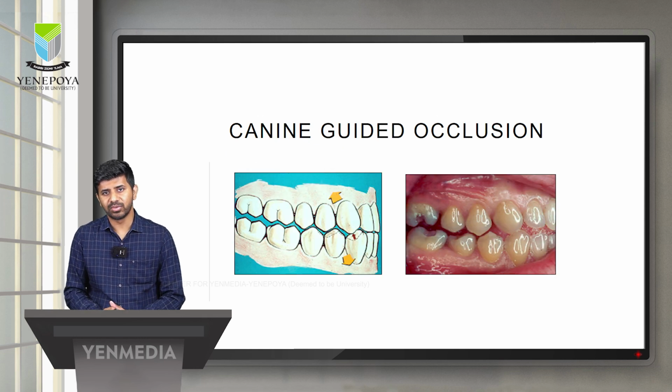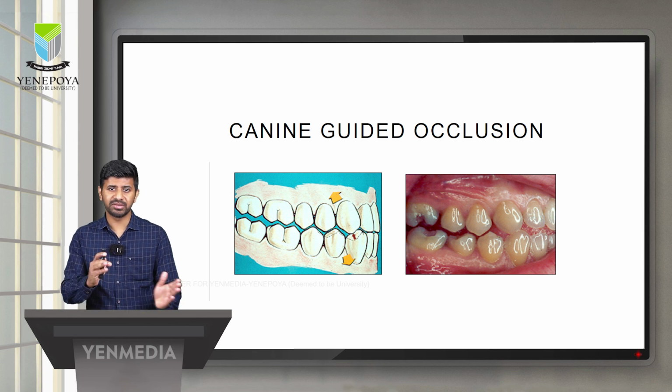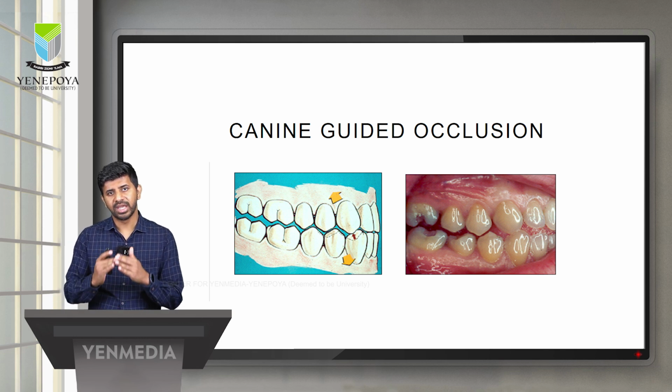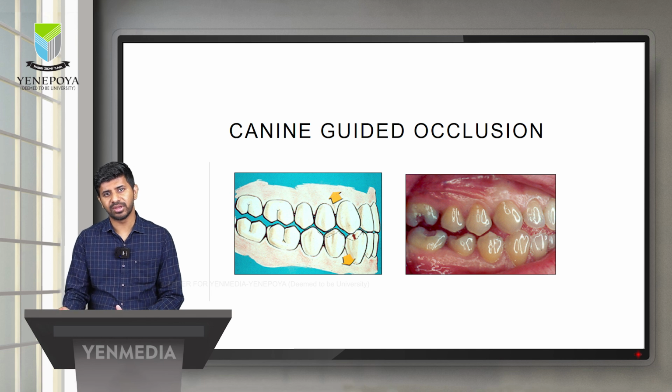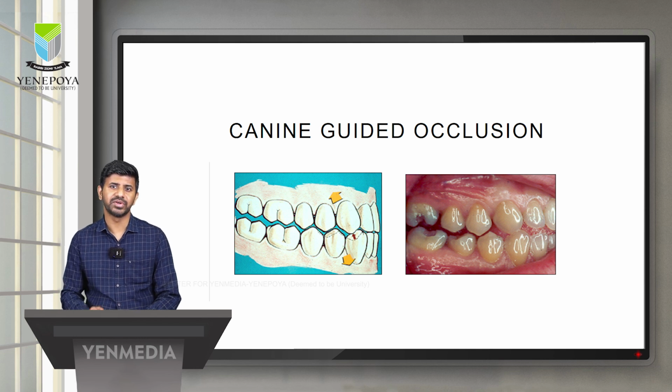What is canine guided occlusion? Canine guided occlusion is when, during an excursive movement, that is moving from one side to the other, the canine comes in contact with the lower canine and all the other teeth are disoccluded, with no occlusion between them. This type of occlusion is referred to as canine guidance.